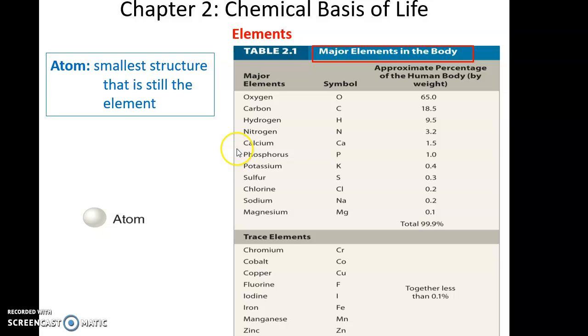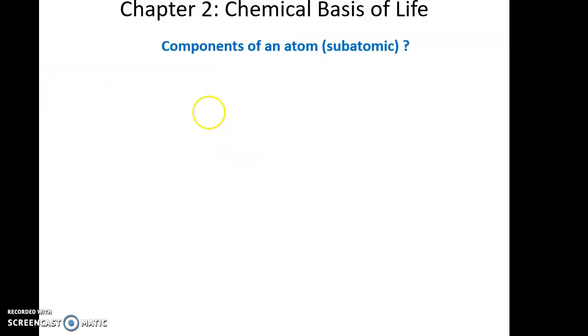And it turns out that the smallest structure that is still an element with the chemical properties of that element is known as an atom. An atom is the smallest structure that is still the element and still possesses the chemical properties of that element. Turns out atoms can be broken down into subatomic particles, but these subatomic particles lack the chemical properties of elements.